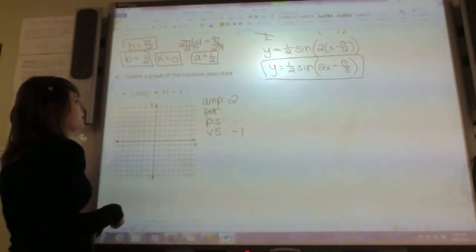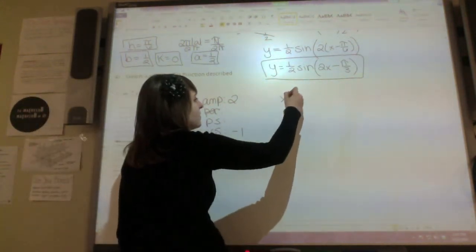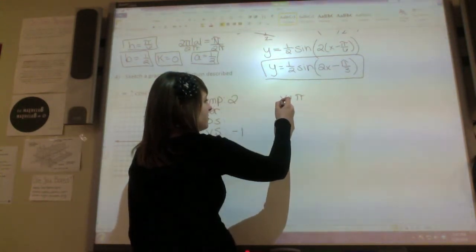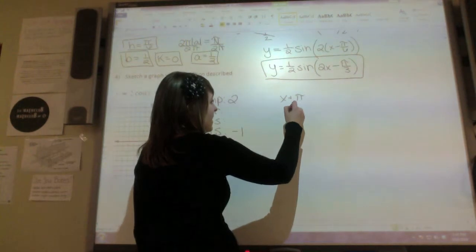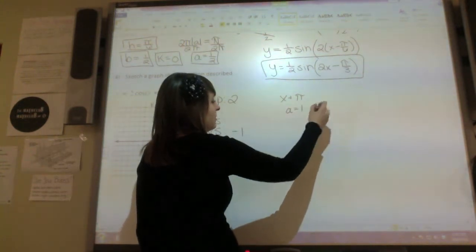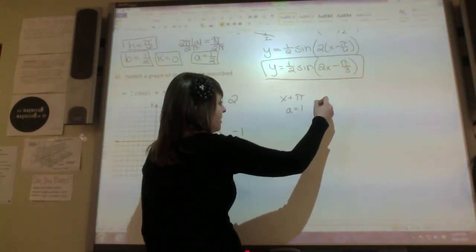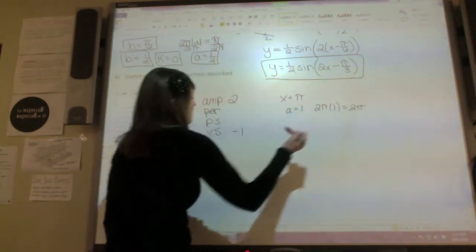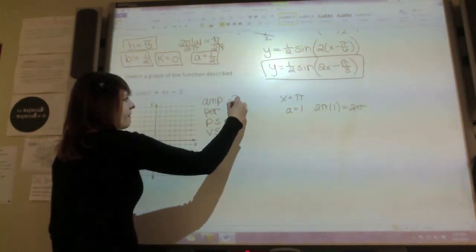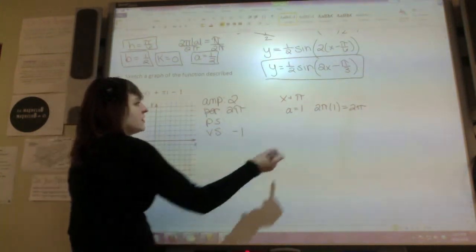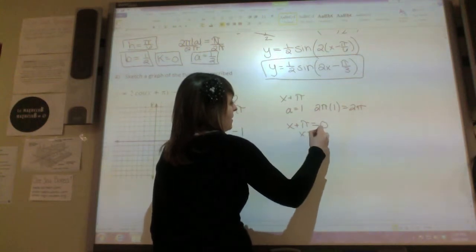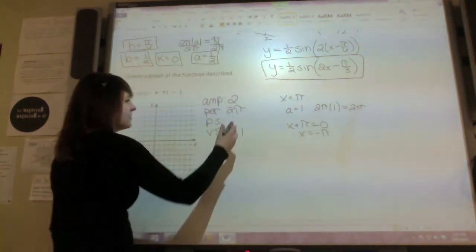Okay, now to find my period and my phase shift. So x plus pi, if I split that up, and then I take the reciprocal of this, that means that my A value is just 1, which means that if I take 2 pi times A, I just get 2 pi. So my period is just 2 pi. Now my phase shift, if I take x plus pi equals 0, I get -pi. So my phase shift is -pi.